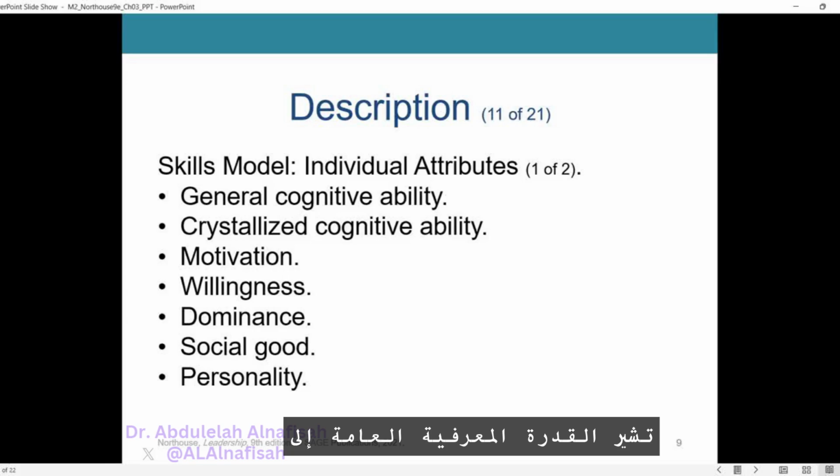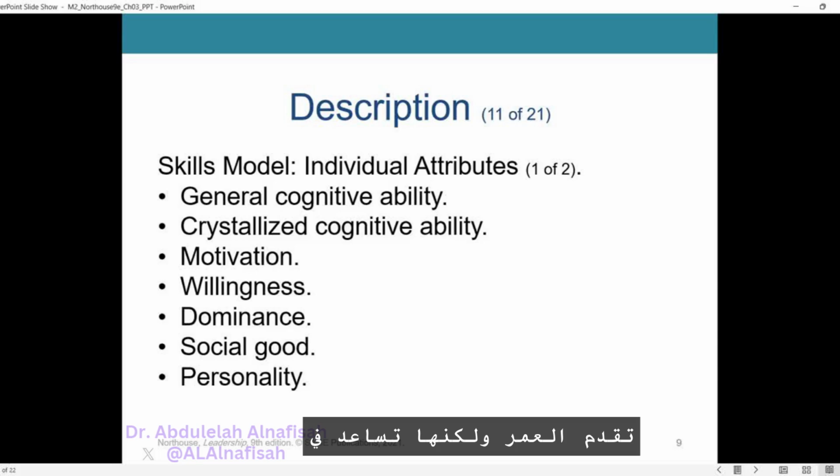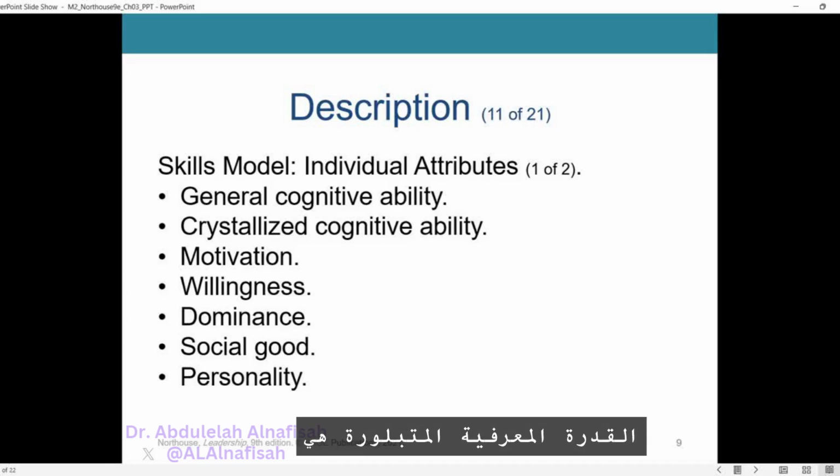General cognitive ability refers to intelligence, including reasoning, information processing, and creativity. It is biologically based and declines with age, but aids in acquiring leadership skills. Crystallized cognitive ability is acquired knowledge and experience-based intelligence that grows over time and remains stable in adulthood, enhancing problem-solving and communication skills.